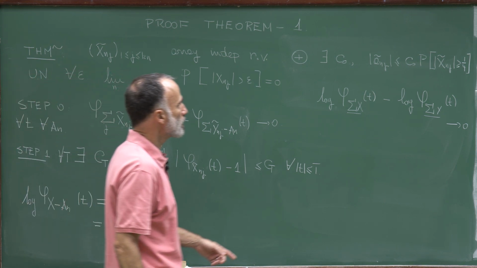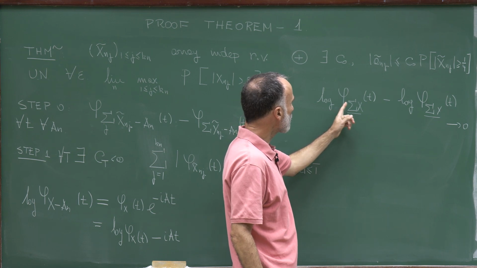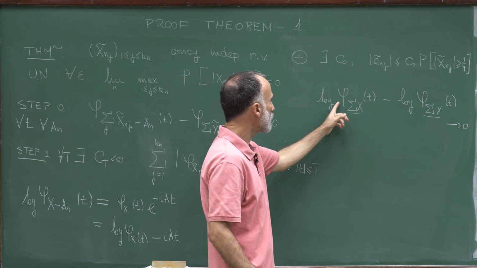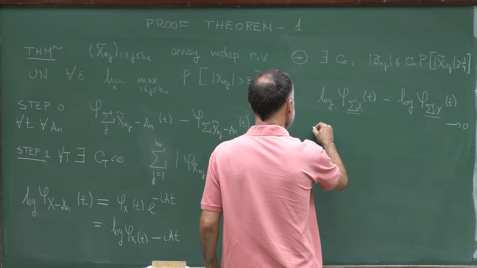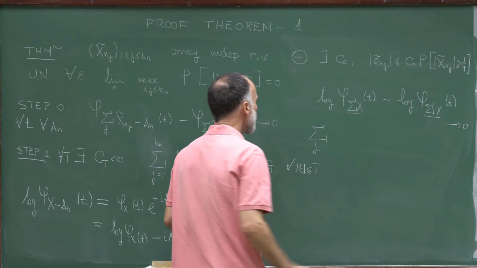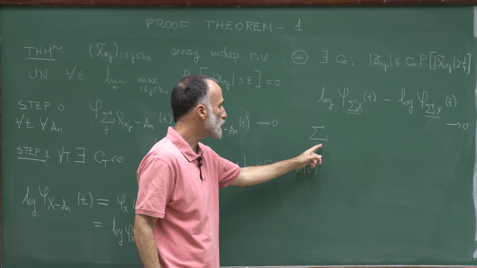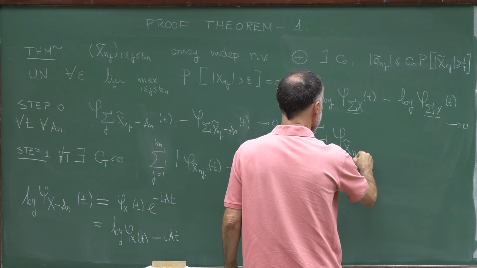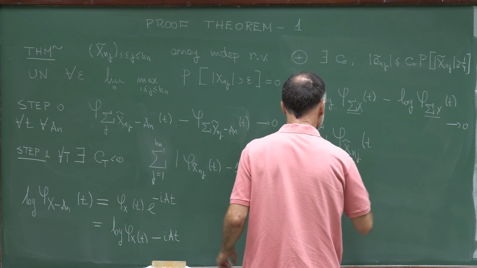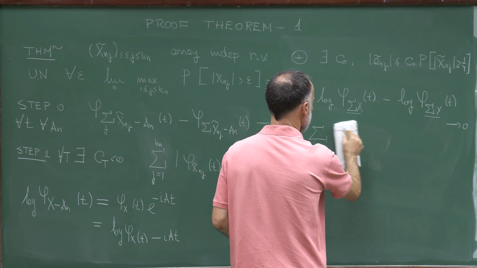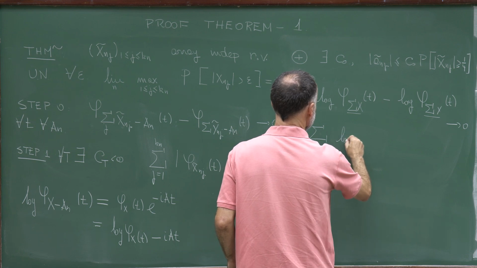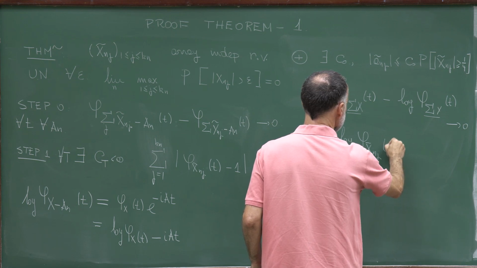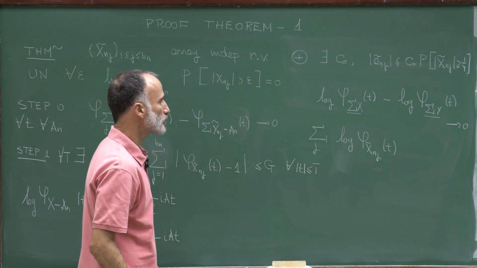Now, let me remind that the characteristic function of a sum of independent random variables is equal to the product, but we have a log, so that will give me a sum in j, and I will not write again that j runs from 1 to k_n of log phi x tilde n j of t. I forgot the log. So this is what remains from the first term.